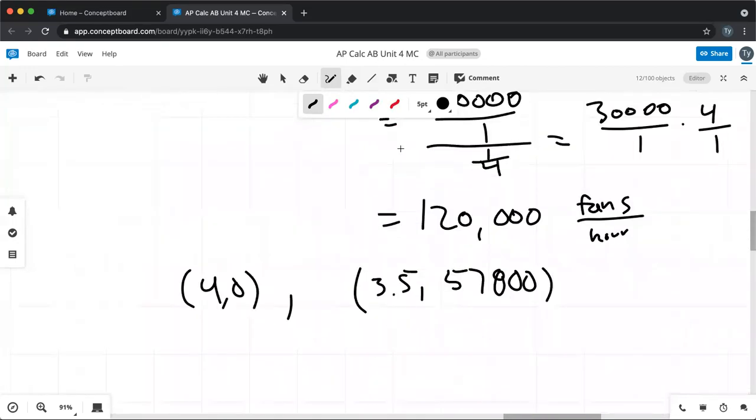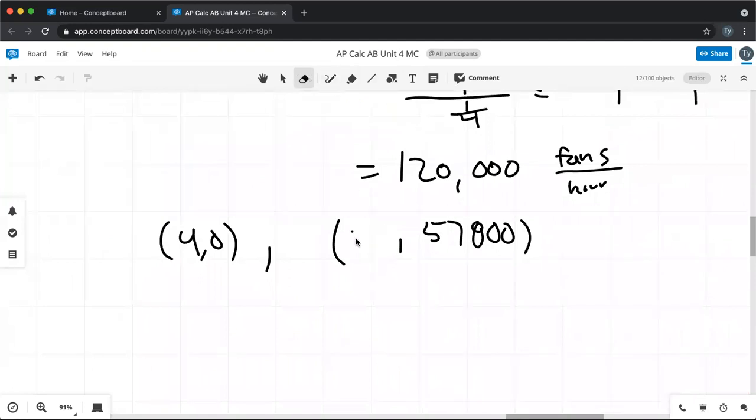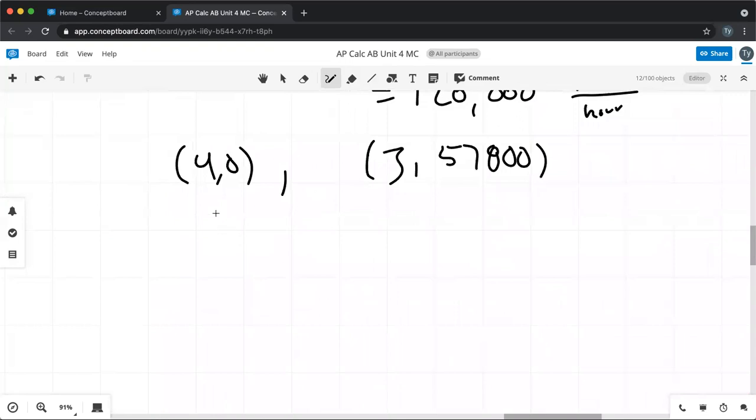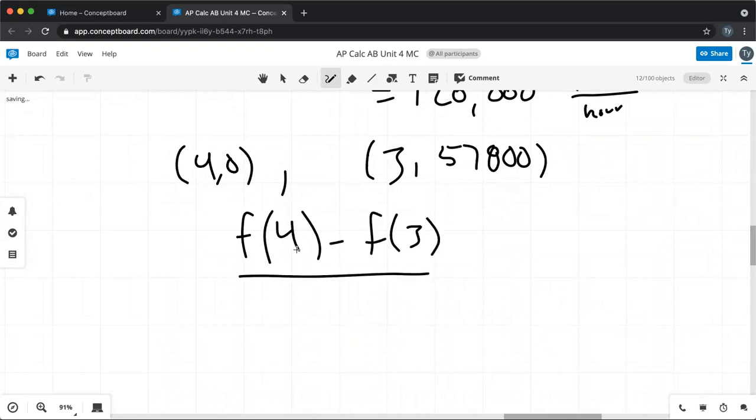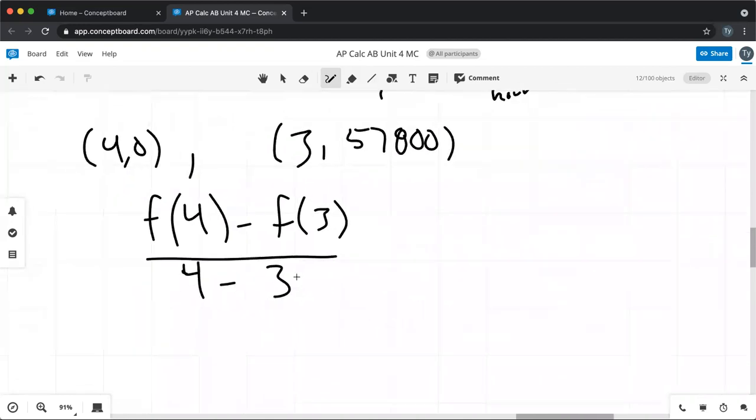Sorry, that's at 3, not 3.5. So these are the two points. And again, we use the same formula as we just did. Find this average rate. So f of 4 minus f of 3 divided by 4 minus 3. So 4 minus 3 on the bottom, that's easy. That's just 1. I'm not even going to bother writing that. F of 4 is 57,800 minus f of 3 is 0. Oh, I'm sorry. I did that backwards.